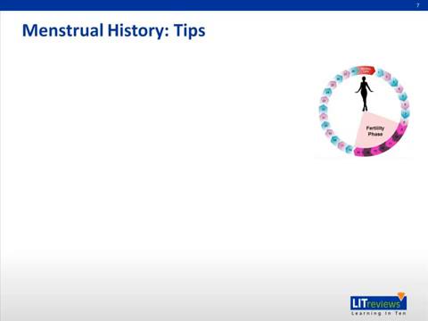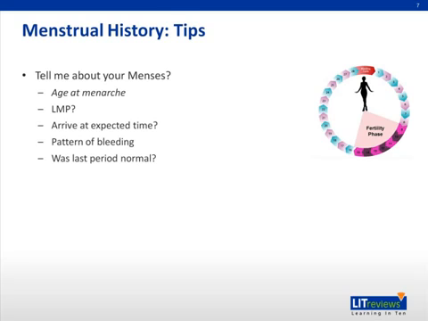There are some tips of obtaining a good menstrual history. An easy way to begin is, tell me about your menses. We also need to focus on the age of menarche, usually in younger patients. Obviously, in some cases, it may not be of relevance. The last menstrual period is very important. What is more important is to get the date of the first day of the last menstrual period, as often the patients give you the last day of the last menstrual period.